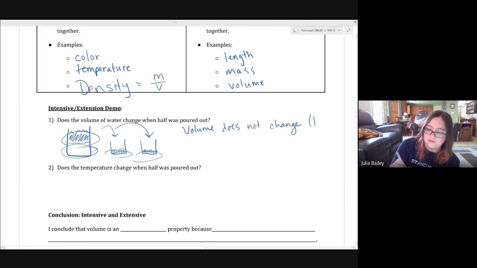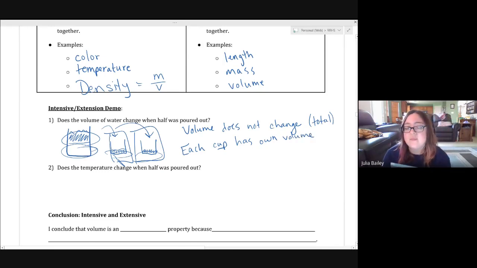When you think about the total. But when you think about the individual pieces, then each cup has its own volume. But if you have more stuff, then you have more volume. That's what tells you volume's an extensive property.